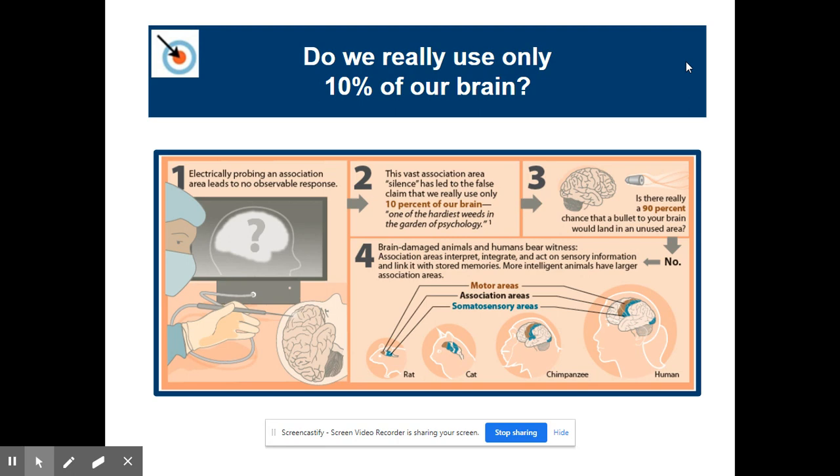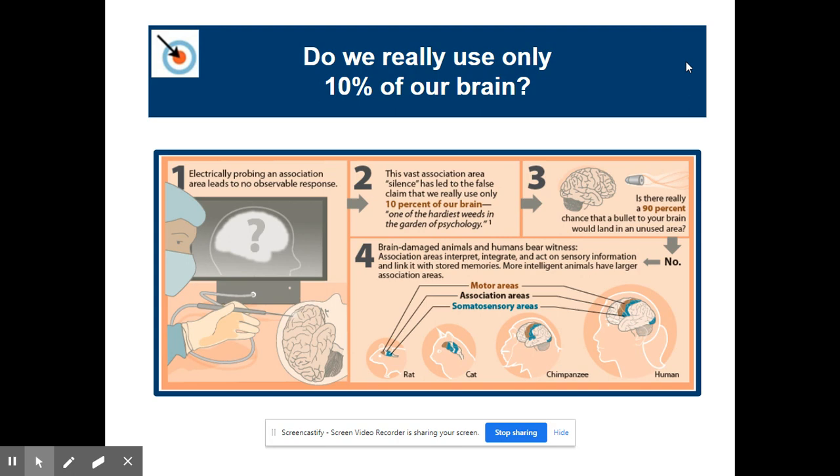Do we really only use 10% of our brain? By doing scans and so forth, we have found what are called association areas. One of the hardest things we can possibly do is understand the capacity of our brain. We also know that because people are able to overcome serious brain injuries, that tells us that there's a lot of our brain that is not being used.